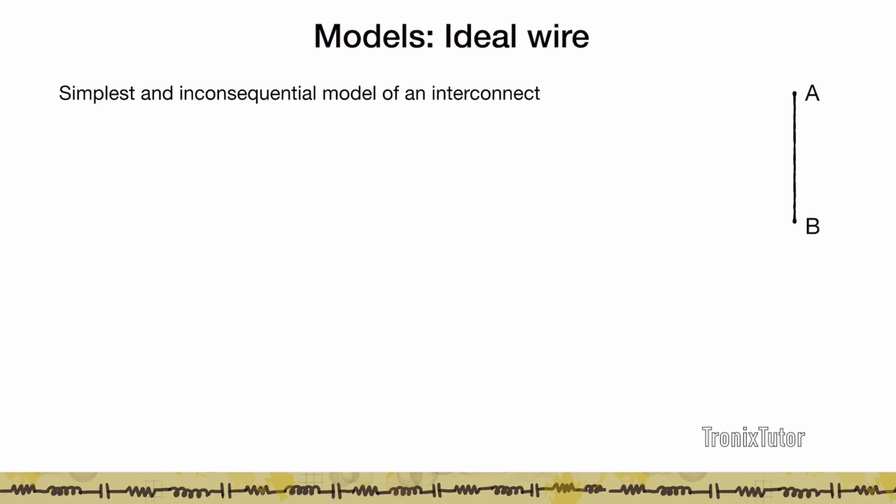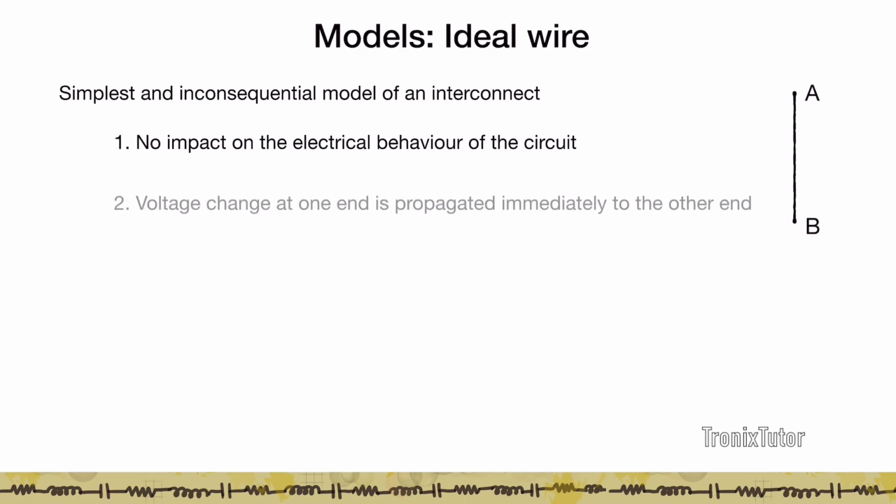So if you think about the models, the simplest model of an interconnect would be that of an ideal wire. That is, you have 2 points A and B, and the wire is an inconsequential connection between A and B. That is, it has no impact on the electrical behavior, and the voltage at one end is immediately propagated to the other end of the wire with absolutely no measurable delay between the two. Or in other words, the entire wire is essentially equipotential.